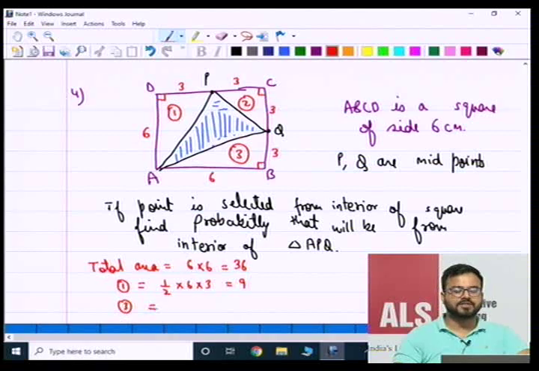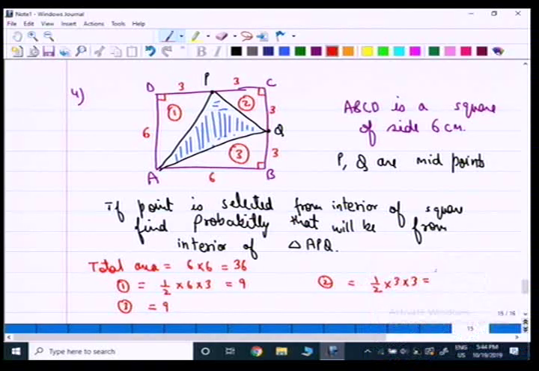Similarly, the area for the third region is also 9, and the area for the second region is half into 3 into 3, which is 9 divided by 2, 4.5. So the total area of 1 plus 2 plus 3 is 18 plus 4.5, which is 22.5.